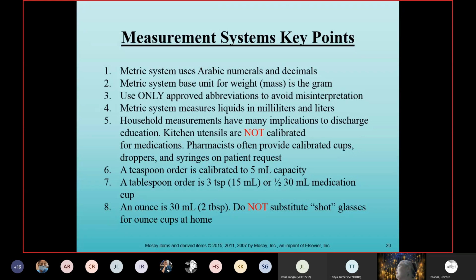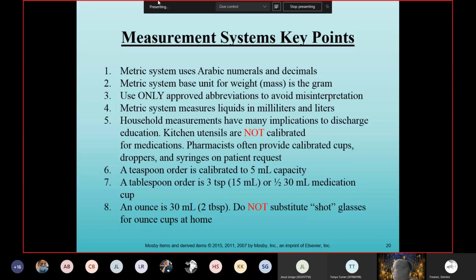And also, last but not least, do not substitute. Do not substitute a shot glass for ounce cups. Use a measuring cup.